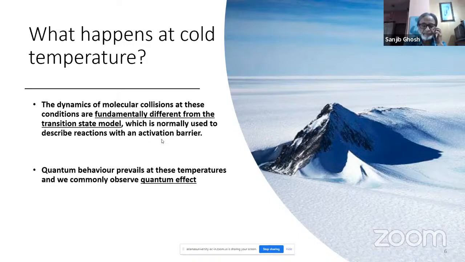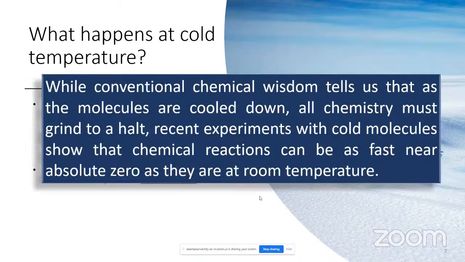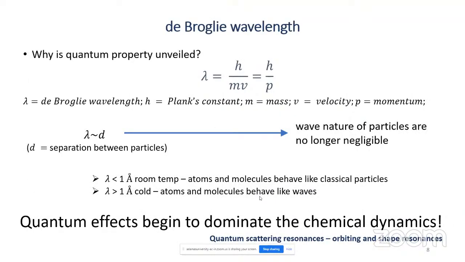The quantum behavior prevails at this temperature, and we see quantum effects such as resonance. So the short answer is that if we extrapolate our k versus T Arrhenius equation down to cold temperature, we will not be able to replicate the behavior. Conventional chemical wisdom tells us that when molecules are cooled down, all chemistry must grind to a halt. But recent experiments with cold molecules show that chemical reactions can actually be as fast at cold, ultra-cold temperature as they are at room temperature. This is totally counterintuitive.